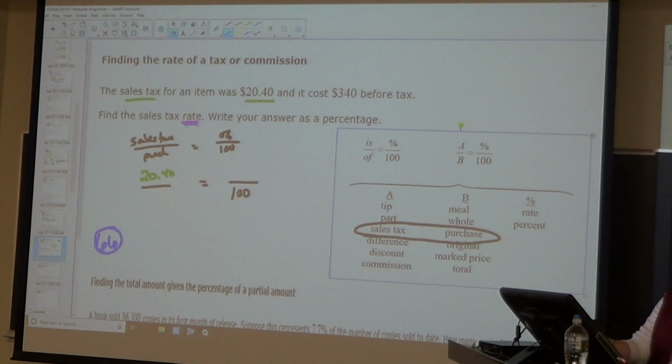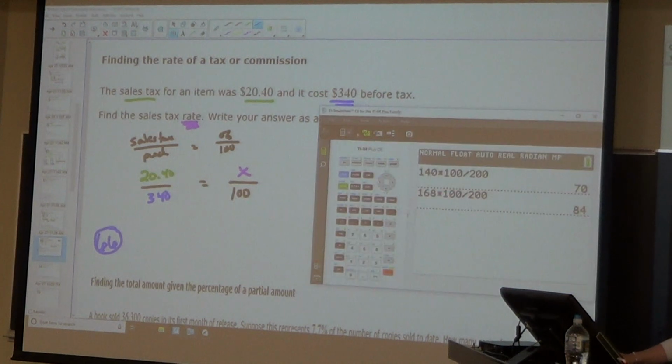It says find the rate. Okay. Rate is your percent. So it goes up, at the 2. So by default, this is going to go at the bottom, because rate is another name for percent. So we're going to cross multiply $20.40 times 100 divided by 340.